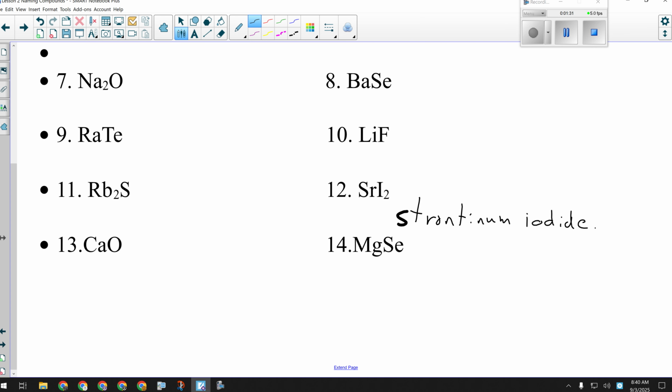Okay, number 13, what would we be looking at there? What does Ca stand for? Calcium oxide. This will be calcium oxide.